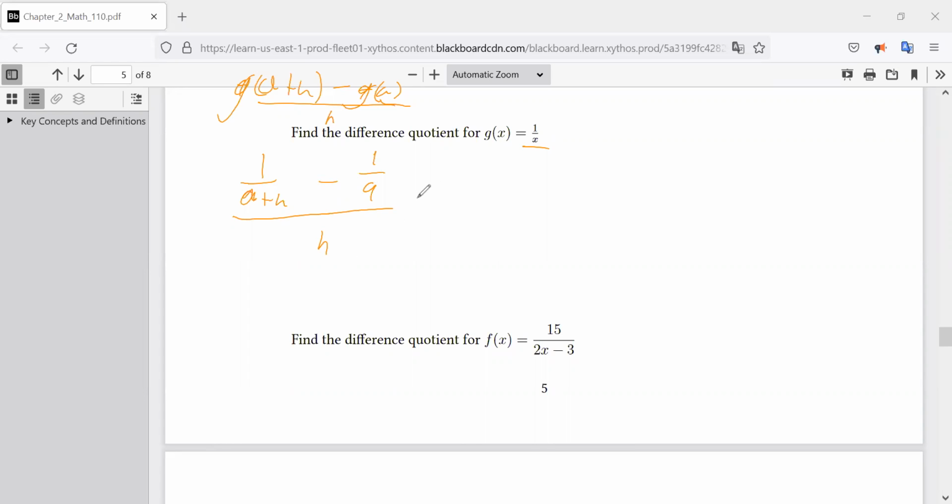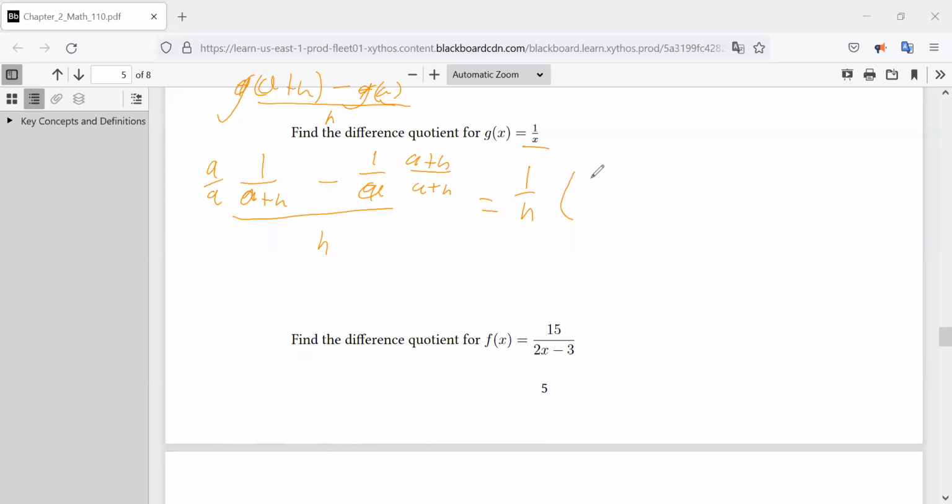So I want to be able to combine these. So how am I going to do that? I'm going to make sure that they have the same bottom. I'm going to multiply this by a over a, and this by a plus h over a plus h. And then I'm also just going to move the 1 over h up front.